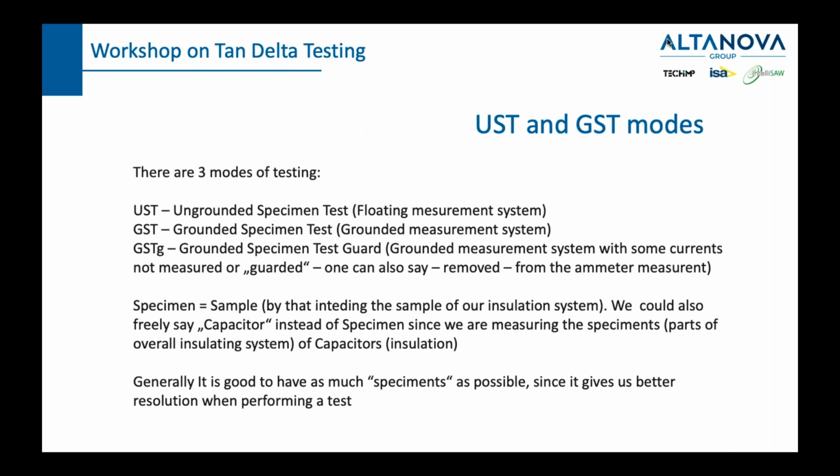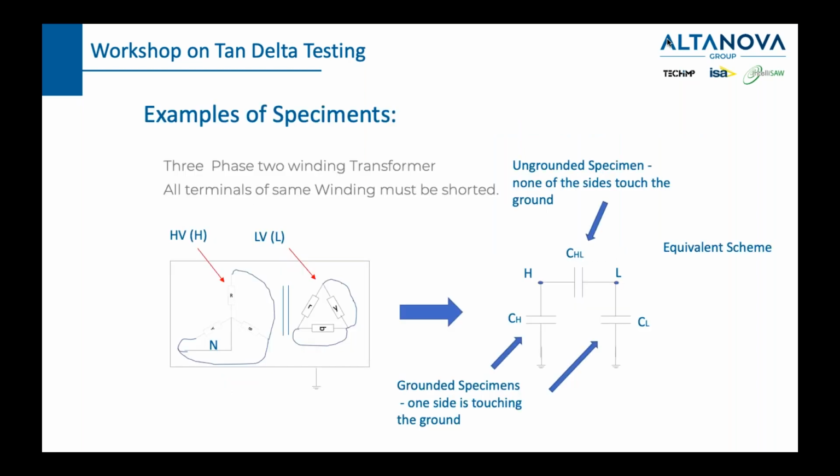We could also freely say a capacitor. The sample can also be called a capacitor instead of specimen, since we are measuring parts of our insulation system, or capacitors. And generally, it is good to have as many specimens as possible, since it gives us a better resolution when performing a test. So let's see exactly what we are talking about.